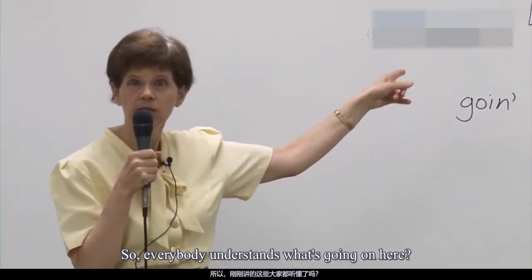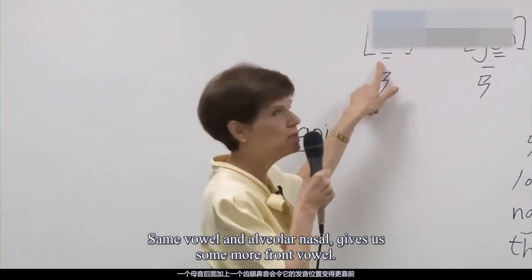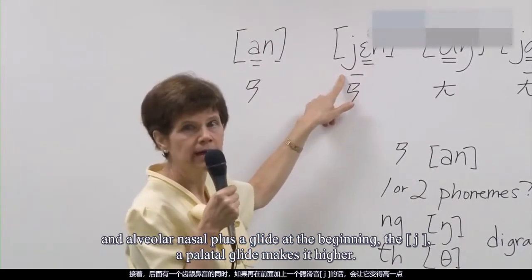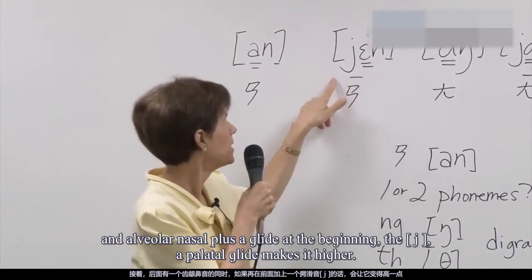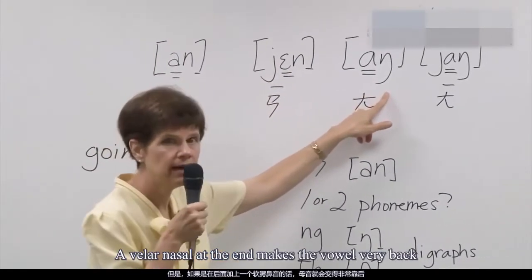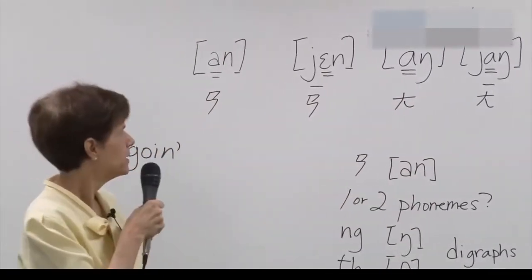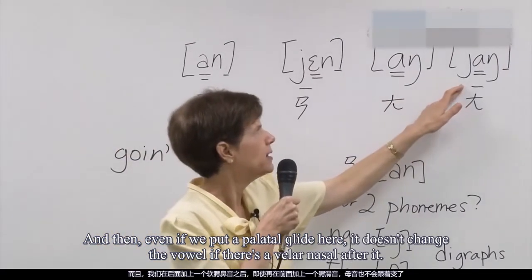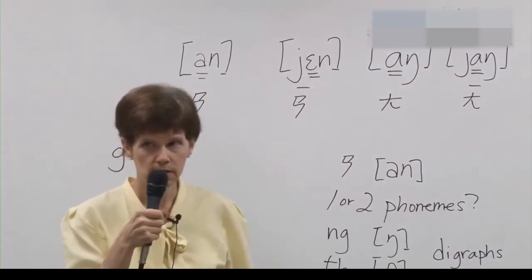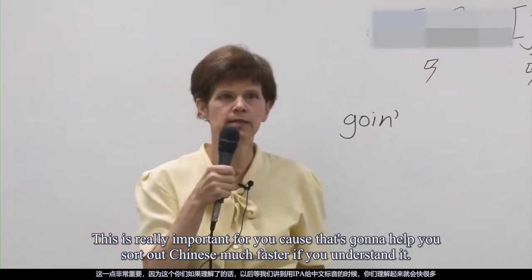So everybody understands what's going on here? Same vowel, an alveolar nasal gives us a more front vowel. An alveolar nasal plus a glide at the beginning, the y, a palatal glide, makes it higher. So ab goes to e. A velar nasal at the end makes the vowel vary back, and then it becomes a. And then even if we put a palatal glide here, it doesn't change the vowel if there's a velar nasal after it. Everybody follow that? This is really important for you because that's going to help you sort out Chinese much faster if you understand it.